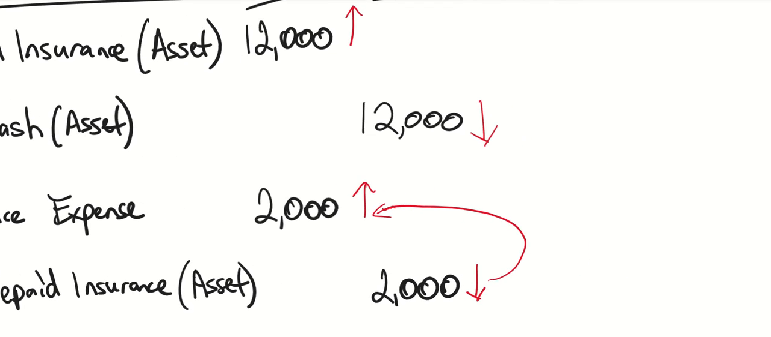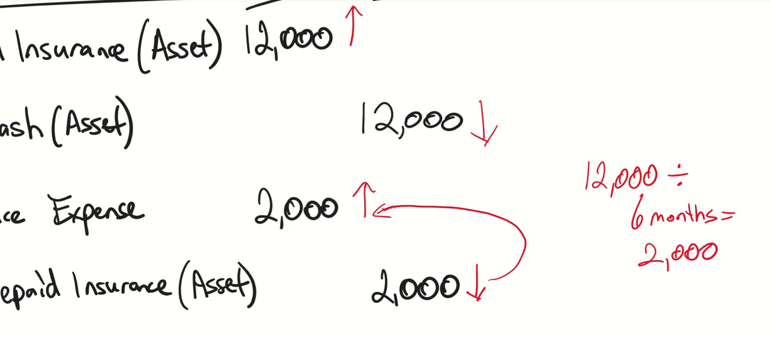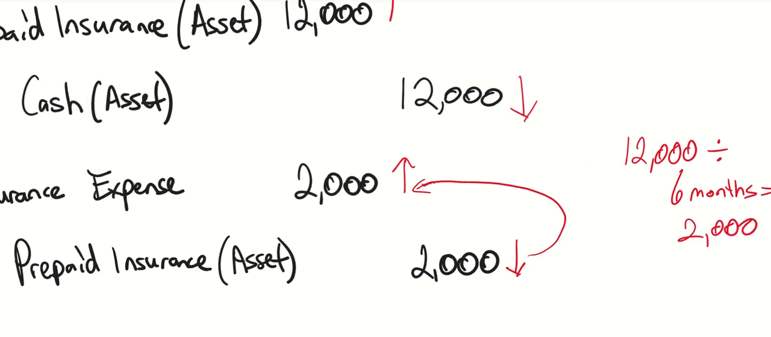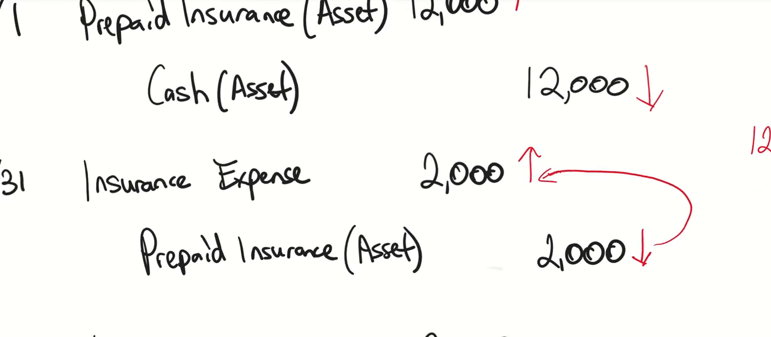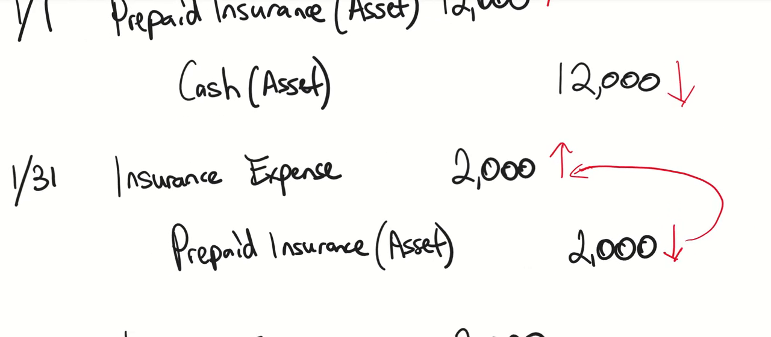So how did I get that $2,000? Take $12,000 divided by 6 months. Okay, that gives me $2,000. Okay, I know I'm doing this kind of backwards, but bear with me. Hopefully you understand what's going on here. Because if not, I did not do my job.